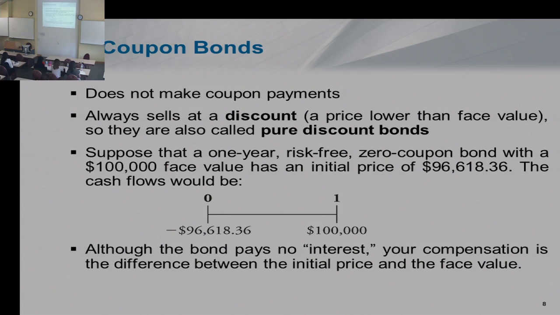What's the yield on that bond? What rate of return have you earned by investing in that bond? Can you do the calculation? Invest that much, return that much. So one way of doing it would be, say, you make a profit of $3,381.64, and that as a percentage of your investment is what?